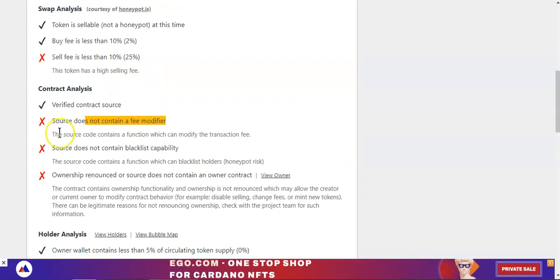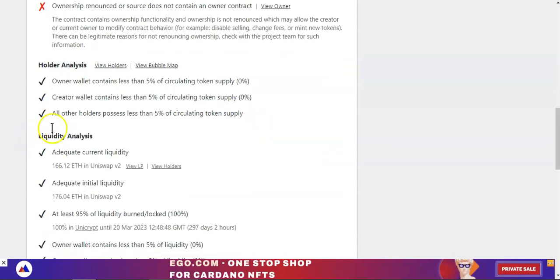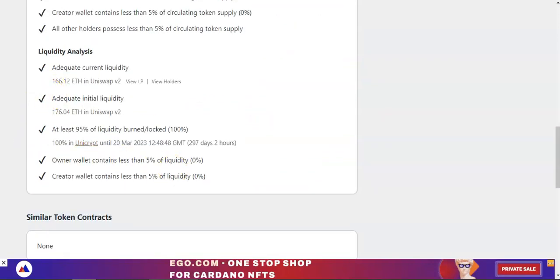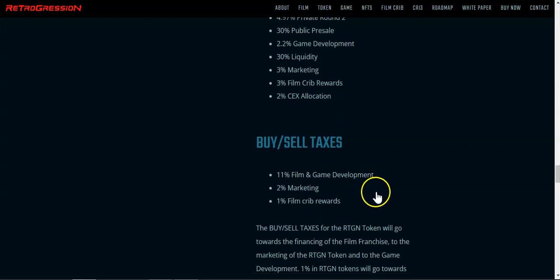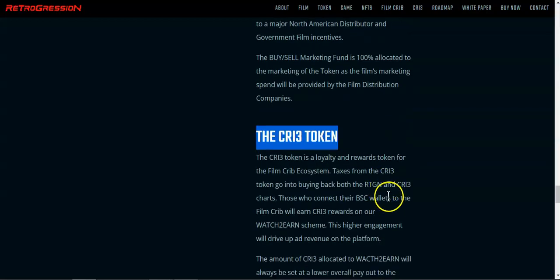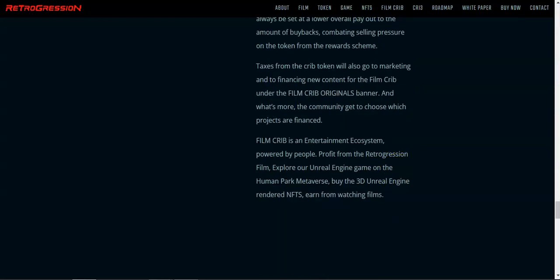The token sniffer mentions this, but I've checked with the audit, and the audit says otherwise. I'm going to cover the audit in a minute. The rest of it looks clean. This project has been deployed on two chains, ETH and Binance, which is good, so you can buy it on either ETH or Binance Smart Chain.